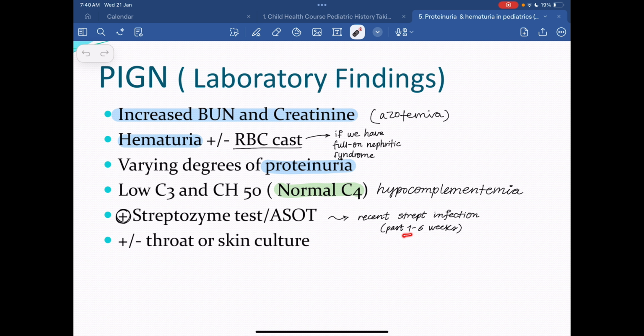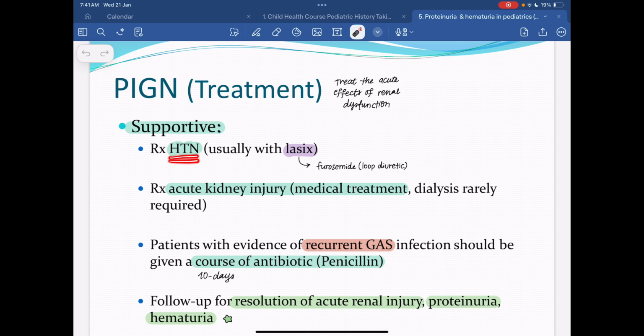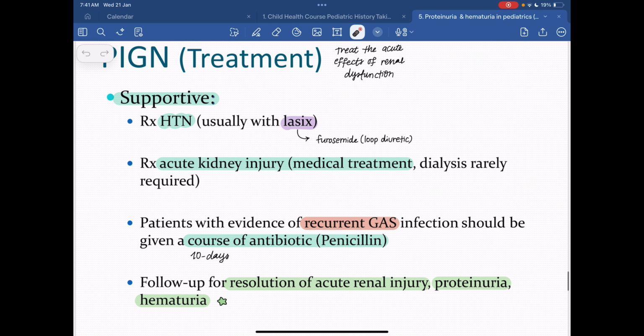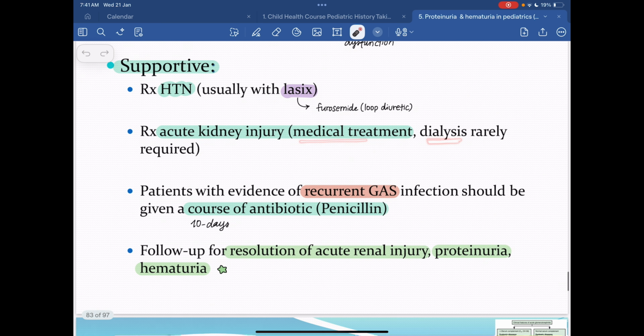Our treatment, we treat the acute effects of renal dysfunction عشان وغالبا ما بيكون عندنا full-blown nephritic syndrome. For supportive, what do we treat? We're treating the hypertension, usually with دواء اسمه Lasix. Lasix here is a furosemide, which is a loop diuretic. We're also going to treat the acute kidney injury. So هذا medical treatment. بالأدوية ما نحتاج dialysis غالبا لأنه ما بيكون that severe.